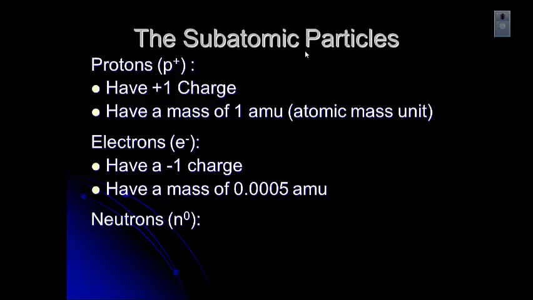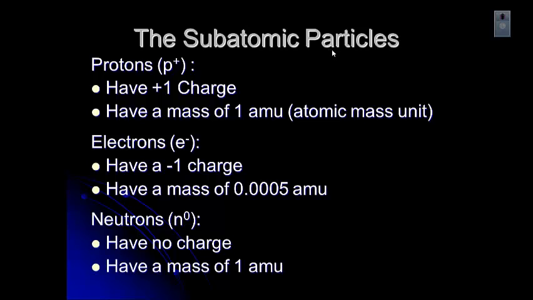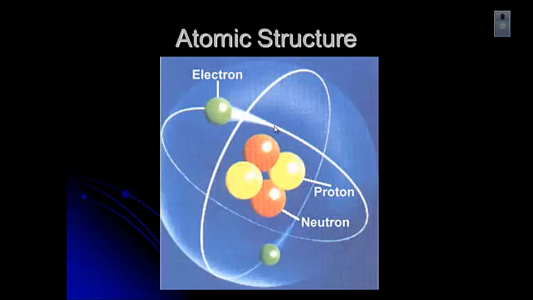With neutrons, neutrons are abbreviated N0 because they have no charge, they're neutral, and they have a mass of 1 AMU. And hopefully you can remember from back in your earlier science classes that protons and neutrons are in the nucleus and that electrons are around outside the nucleus. So you may have seen an atom represented this way. That probably looks familiar to you. Protons and neutrons in the middle, electrons around here on the outside on these little orbits.